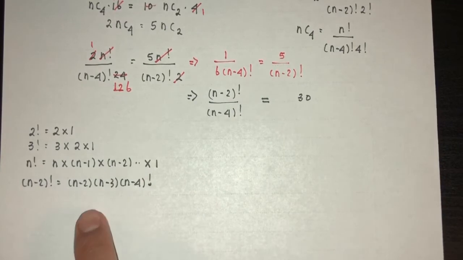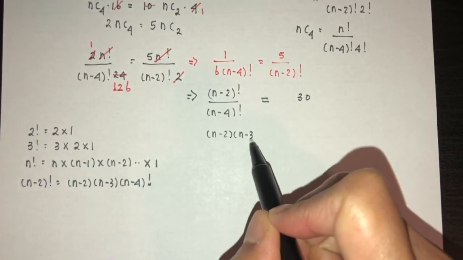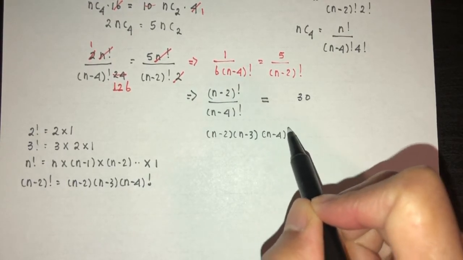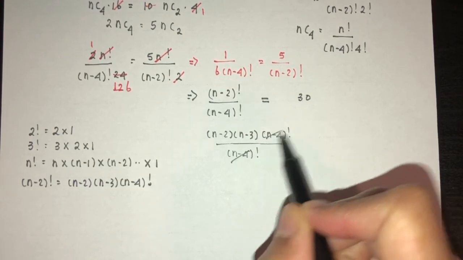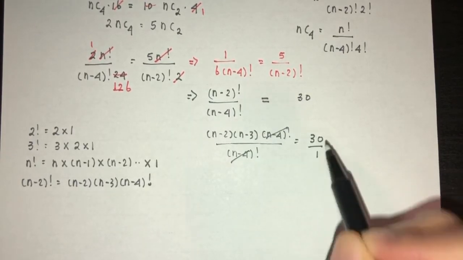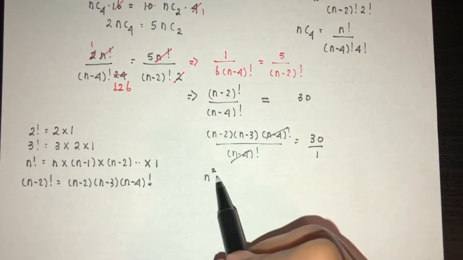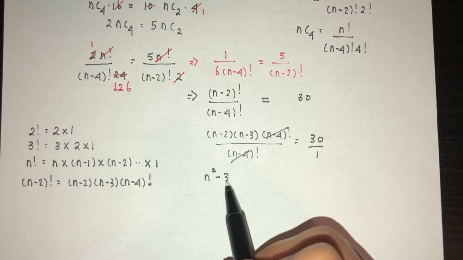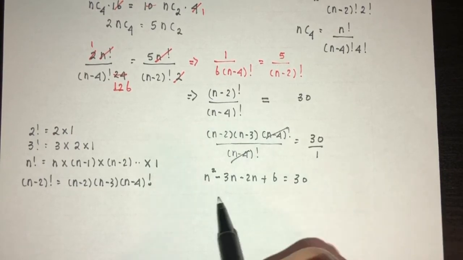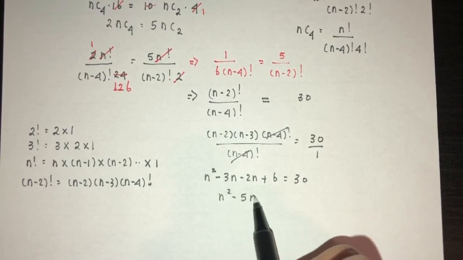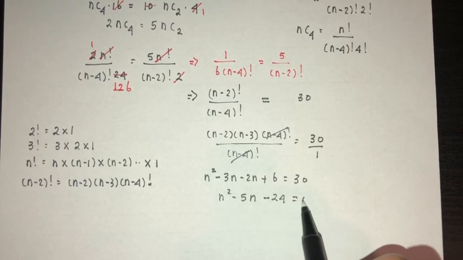So the top will become this, so you can replace, you will have n minus 2 times n minus 3 times n minus 4 factorial divided by n minus 4 factorial. Cancel out, that will become 30. Cross multiply, you will have n squared, so you expand the brackets, n squared minus 3n minus 2n plus 6 equal to 30. So n squared minus 5n plus 6 minus 30, that will become minus 24 equal to 0.